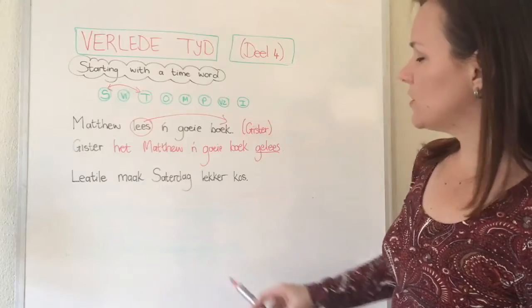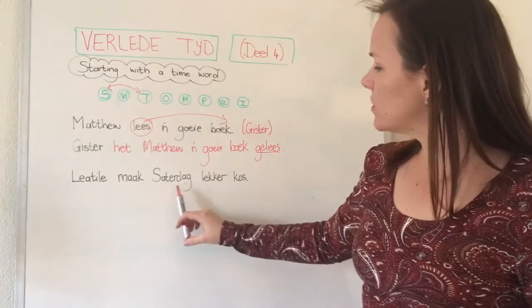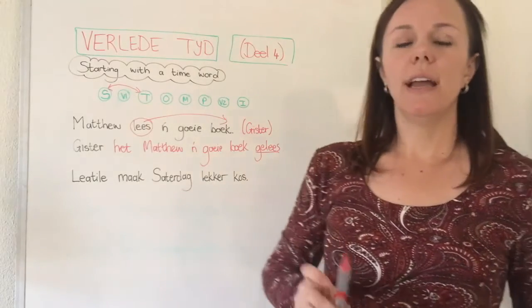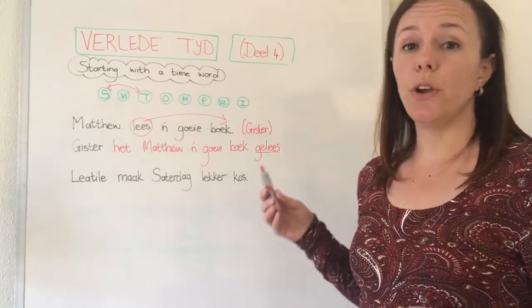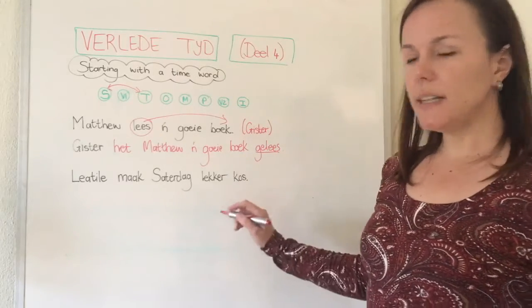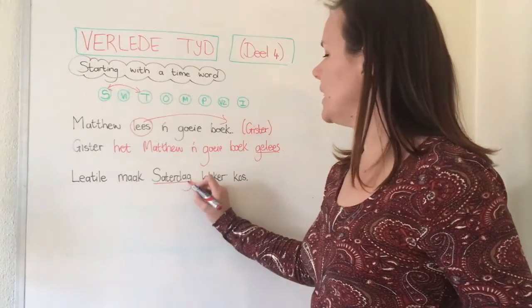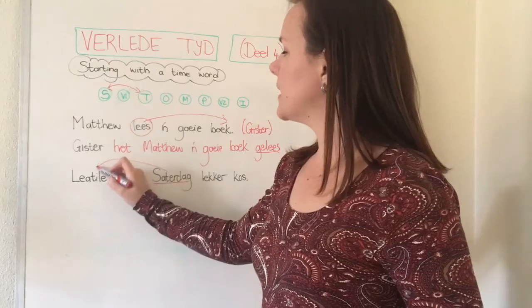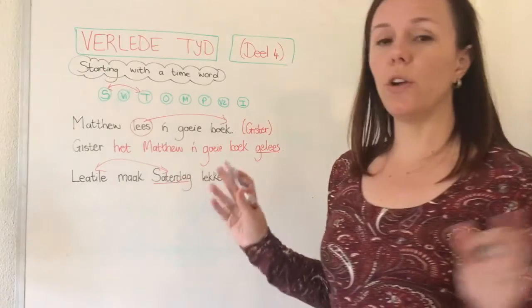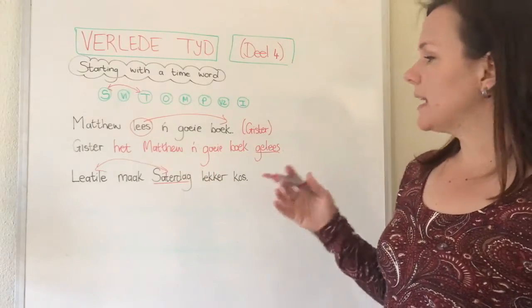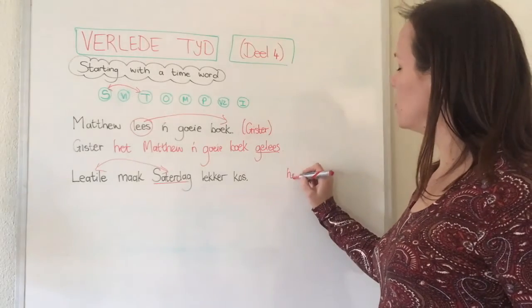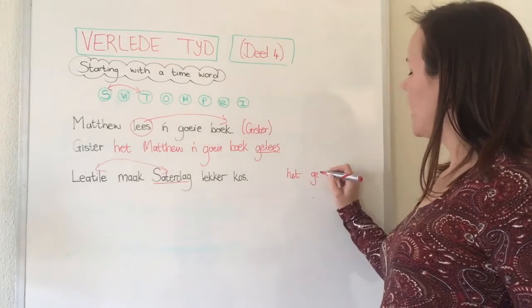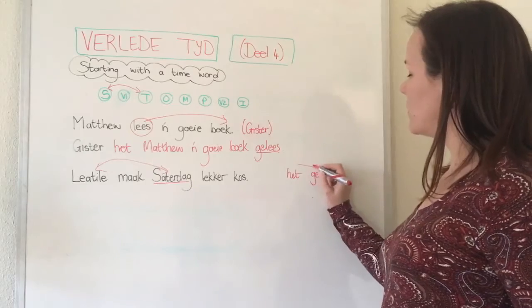Let's do one more example. Liatile maak Saterdag lekker kos. Liatile makes nice food on Saturday. Now this sentence already has a time word in. It is Saterdag. So I'm going to swap my subject and my time word around, and then I still apply my normal rule with het and ge and the verb at the end of the sentence.